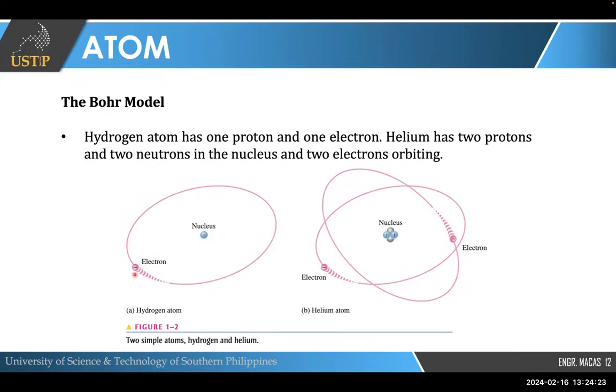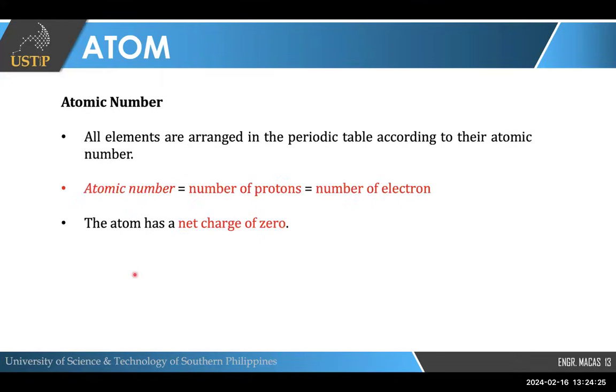Alright, as I've mentioned, all elements are arranged in the periodic table based on their atomic number. This atomic number indicates the number of protons, which is also equal to the number of electrons. Now, the atom has a net charge of 0. Why? Because there is the same number of protons, which are positively charged, and the same number of electrons, which are negatively charged, so if you add their charges, the net charge will be 0.